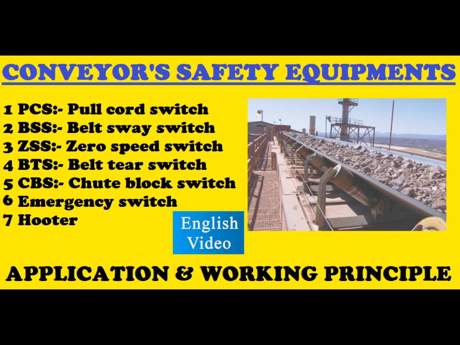In this video we are going to cover conveyor safety equipment or devices, and we will see the application and working principle of the 7 devices as you can see here. First is PCS, that is pull cord switch. Second is BSS, belt sway switch. Third is ZSS, zero speed switch. Fourth is BTS, that is belt tear switch. Then fifth is CBS, that is chute block switch. 6 and 7 are almost the same, but they have a bit of difference in application. That is, the 6th one is emergency switches and the 7th one is Hooter. So these are the 7 different conveyor belt safety equipment or devices we are going to cover.